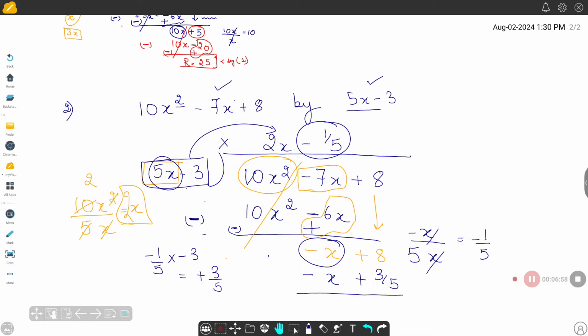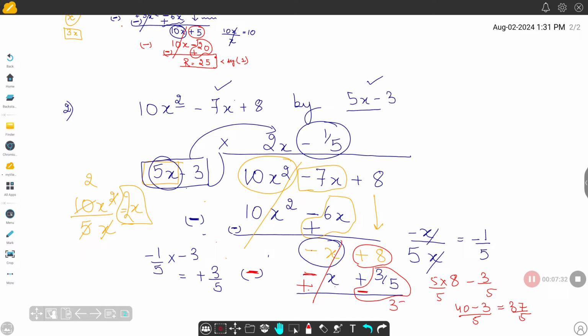Now again we will change the sign. So now here you can see minus and minus becomes positive. So minus x, positive x will be eliminated, and then here minus and plus, so minus over there. So now positive 8 and minus 3 by 5. So subtract them by taking the LCM. So here it will be 40 minus 3 by 5, that is 37 by 5.